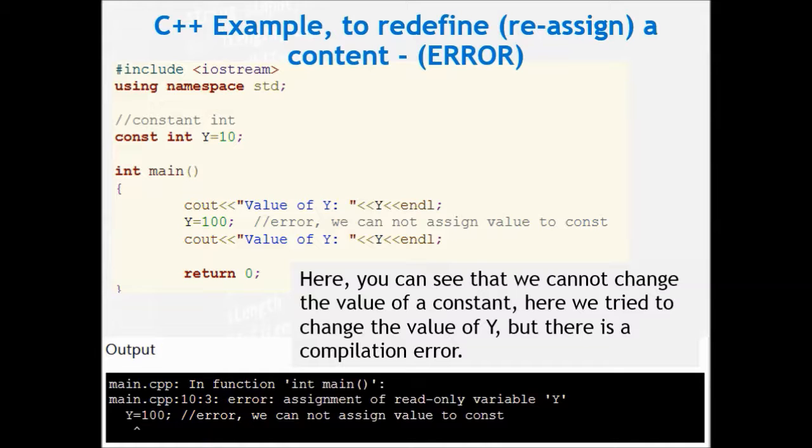Into our main program, first of all, we want to use the constant global variable y, and we want to show its value on the screen. Then we want to change the value of y from 10 to 100. And after changing its value from 10 to 100, we again want to display its value on the screen. We use cout, value of y, and then we want to display y.